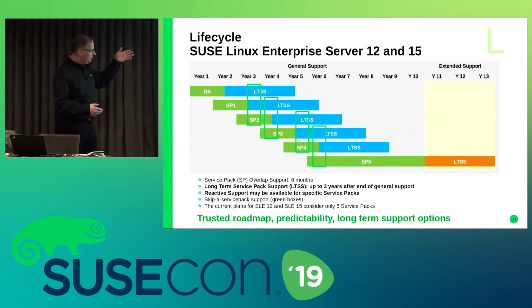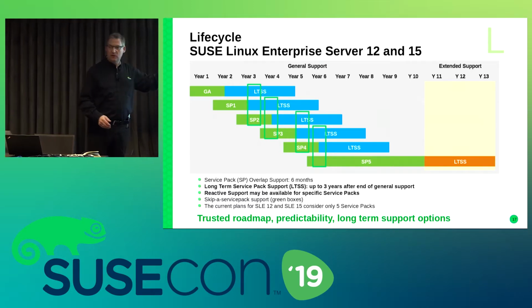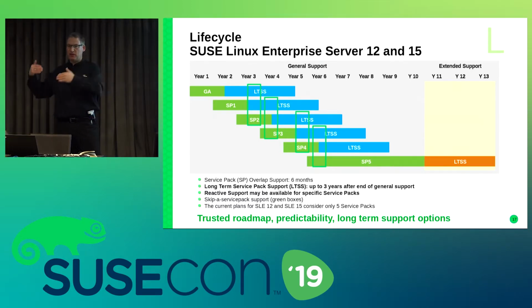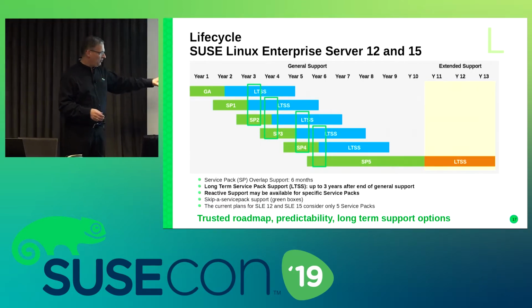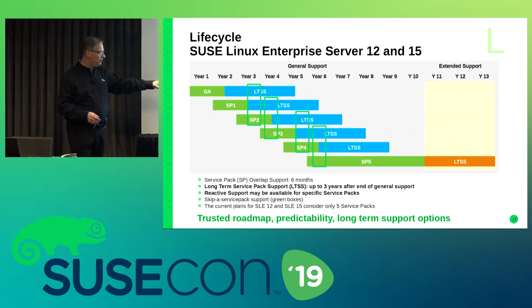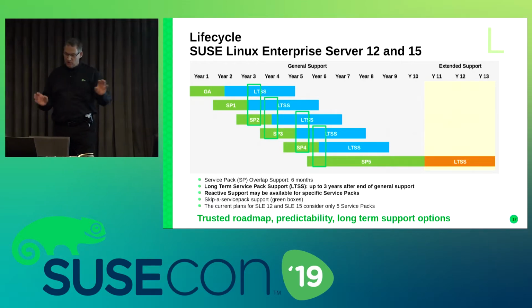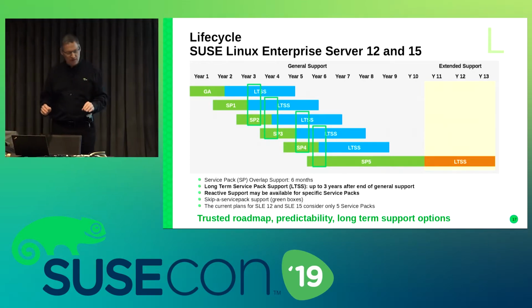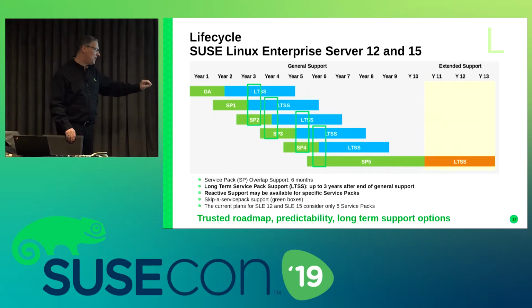For example, you stay on every version that you are on for 3 years, and then you can jump one service pack and be fully supported during the migration process and also with the operating system at any point in time. The current plan is for 12 and 15 to have 5 service packs. We may have 6 for 15, but this is not yet fully decided.